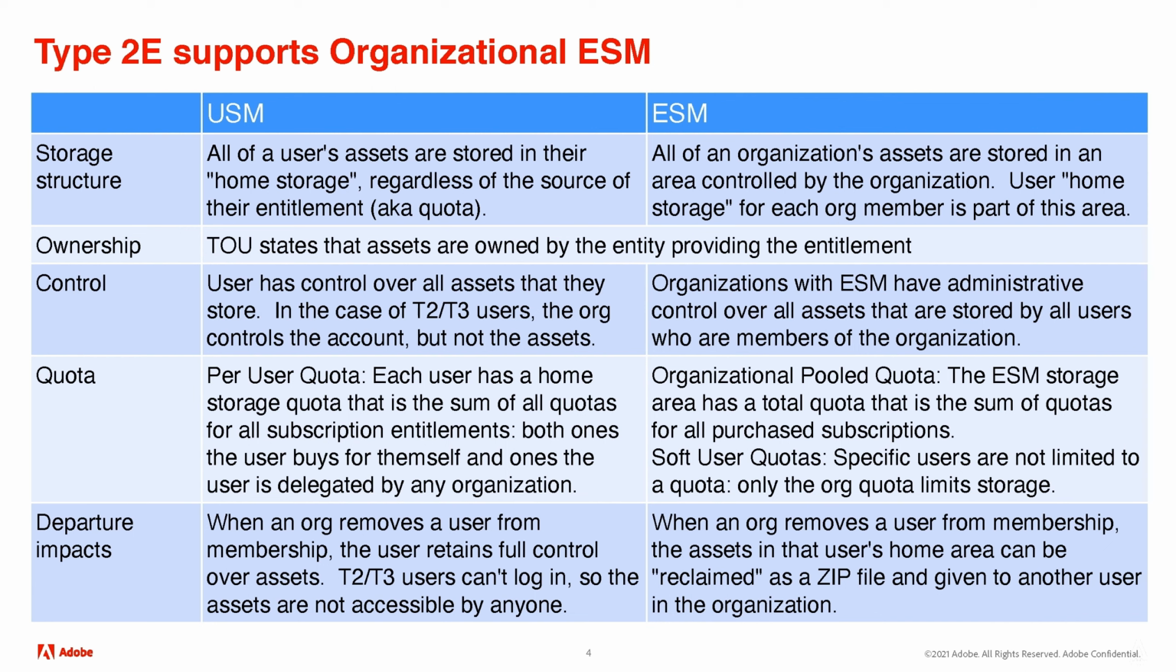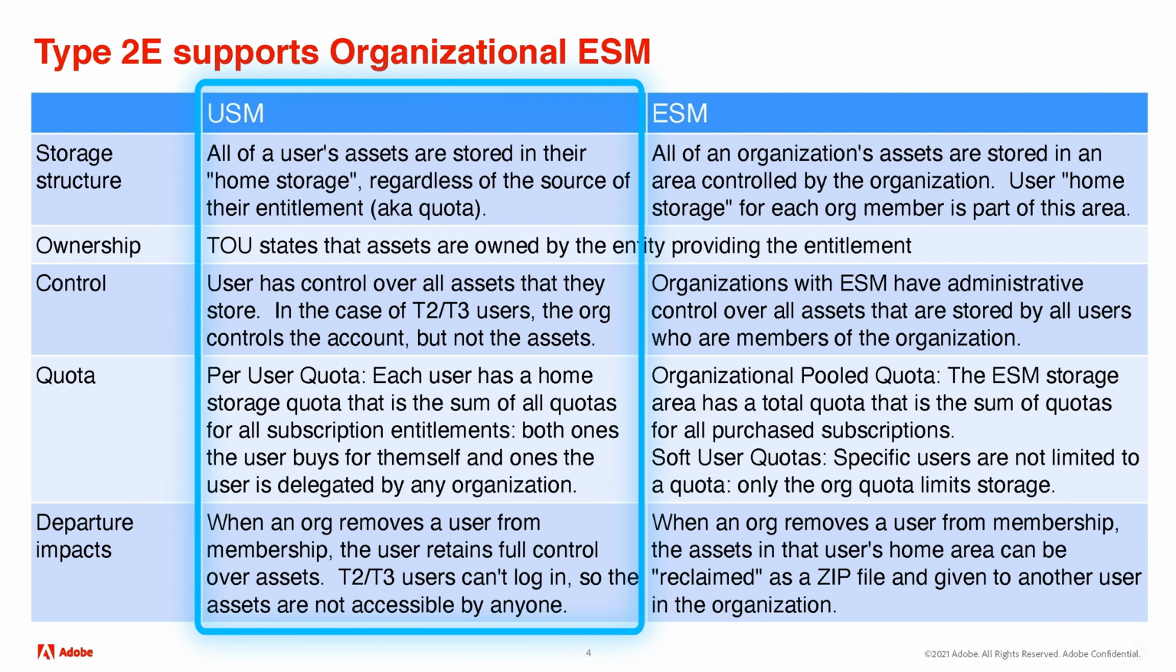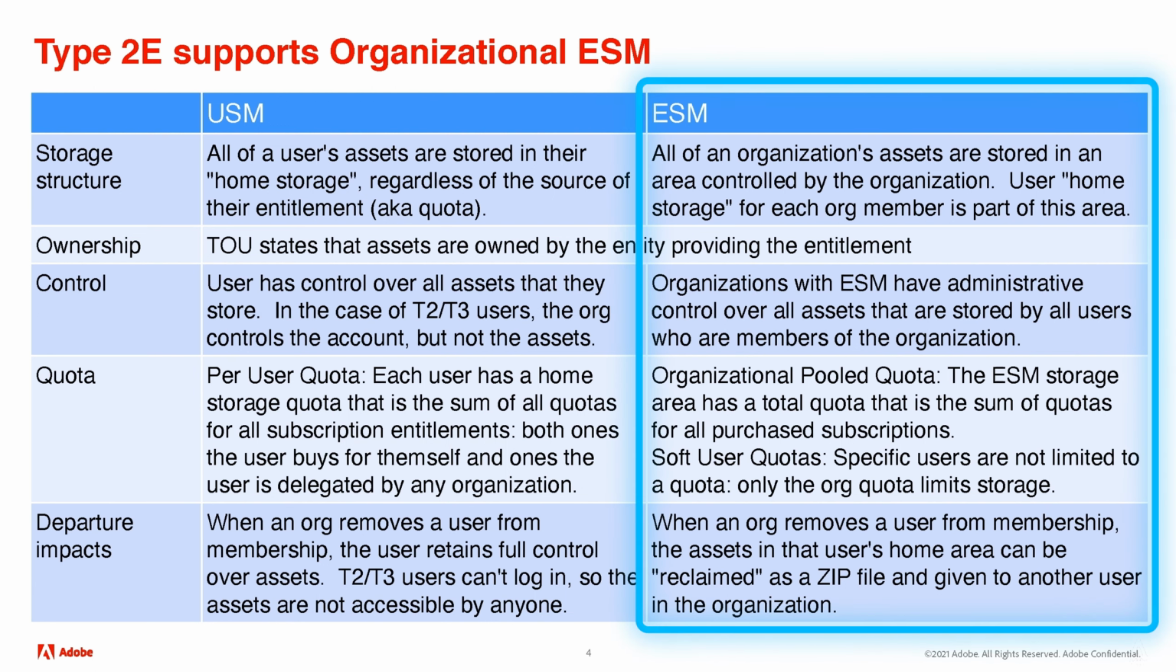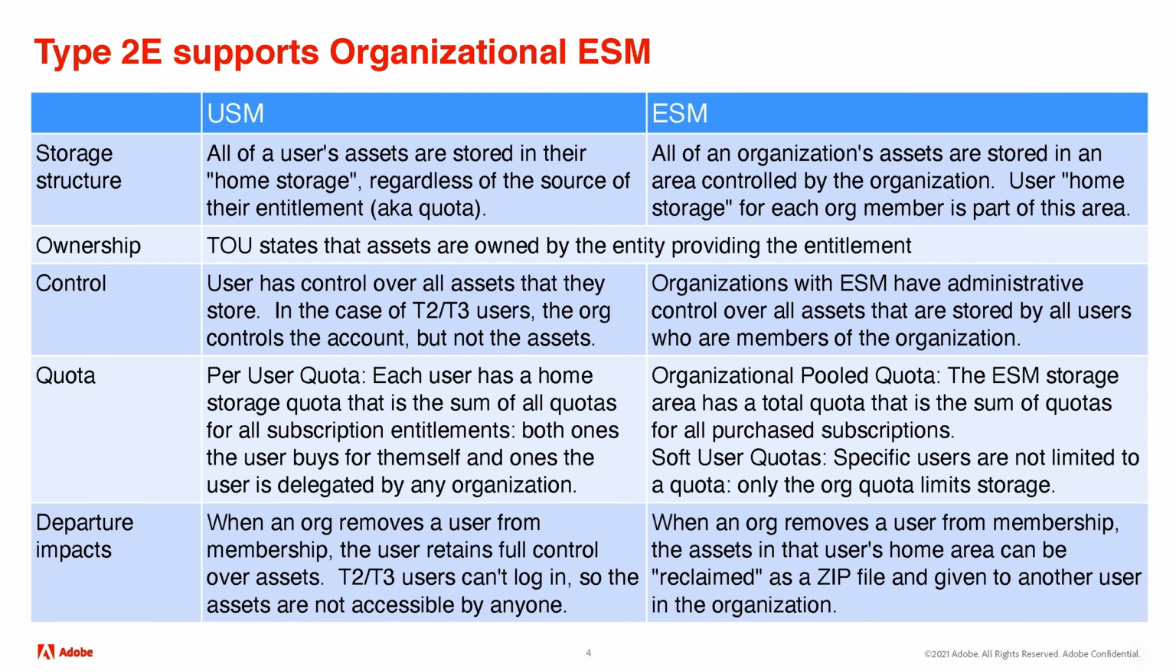So in USM, you get a single user storage area that is the sum of all of that user's subscription entitlements, both the subscriptions self-purchased by the user as well as the subscriptions delegated to that user by any organization. Whereas in ESM, since the entitlement profile is separated out, the ESM storage area has total quota, which is for the org, everything the org has purchased. Users do not get specific quota. In Creative Cloud Desktop, a quota may be shown, but this is a soft quota correlating to the subscription the user was delegated by that organization.